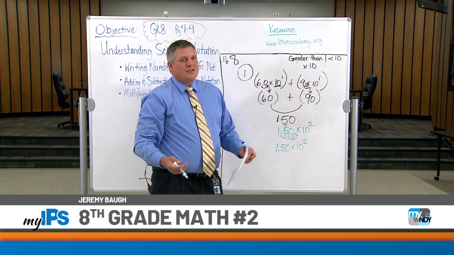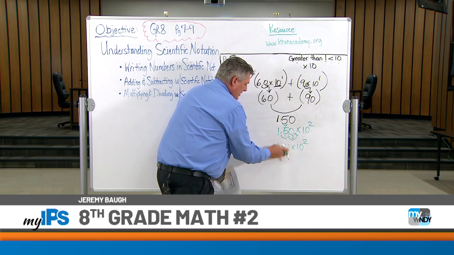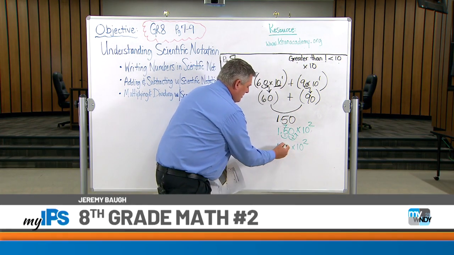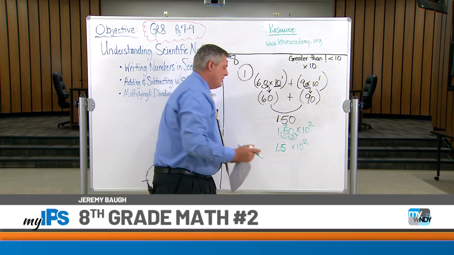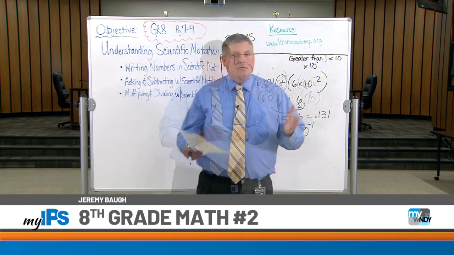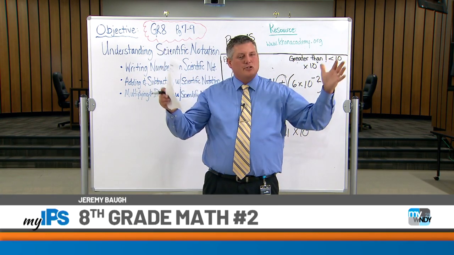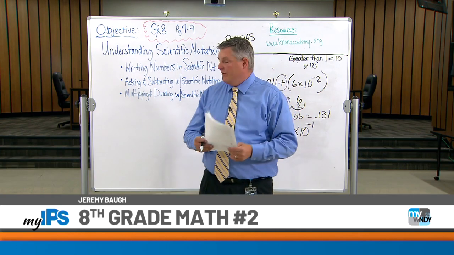Now, some of you might say, you don't need that 0. It's not really doing anything. That's correct. You don't really need it. It's 1.5 times 10 to the power of 2. Okay, remember, scientific notation is just about shrinking down numbers into abbreviated form.